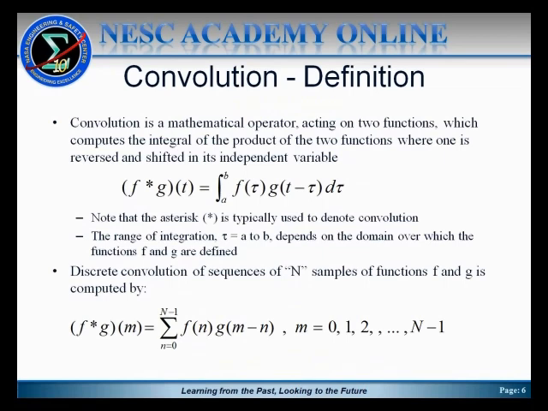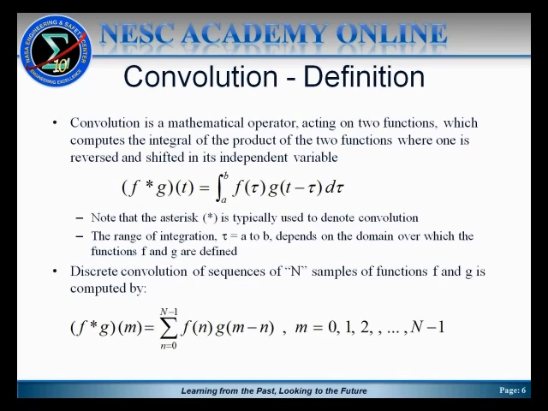As described on the previous slide, we referred to convolution, and so what is actually the definition of convolution? It's a mathematical operator acting on two functions which computes the integral of the product of the two functions, where one is reversed and shifted in its independent variable. And most of the time that independent variable would be time for the applications that we'd be interested in here.